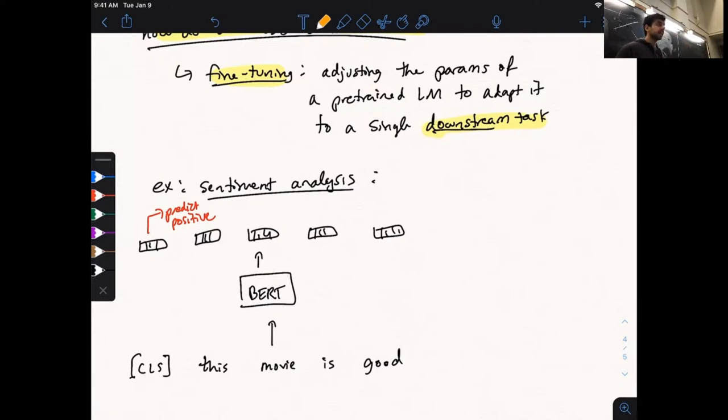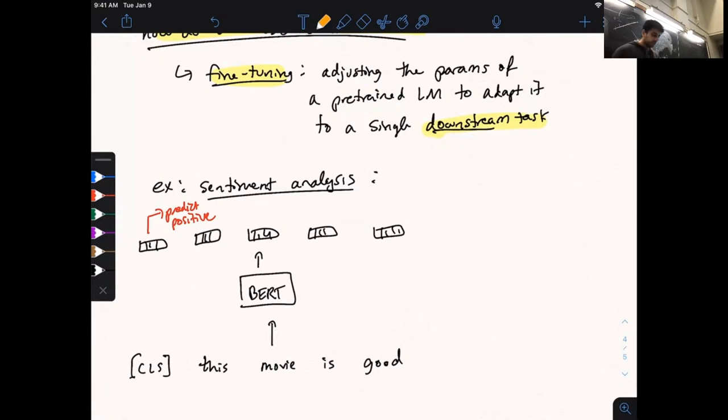Yeah, it could be anywhere, like first or last, but for the pre-training objective, they always put it first. So if you want to use it, it has to be first in the BERT model. There's nothing theoretically saying that it should be first or last.